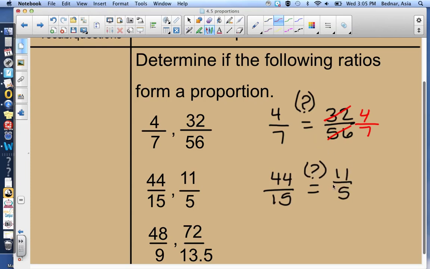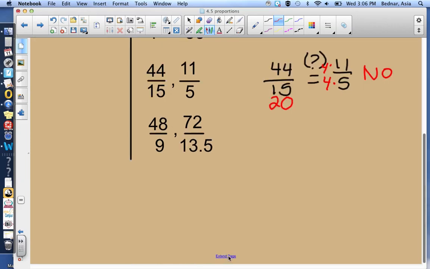So I want to do the same thing I did last one. Can I reduce anything? Well, 11 over 5 cannot be reduced, and 44 over 15 cannot be reduced. So there's not a whole lot that I can do here. I can either cross multiply, or I can see, well, this is easy enough, that to go from 11 to 44, I would multiply by 4. Whatever I do to one, I have to do to the other, so I would multiply the bottom by 4. 11 times 4 equals 44. 5 times 4 equals 20. Well, this doesn't say 20, which must mean these are not proportional, so this would be a no. Make sure you take the time to write those out.